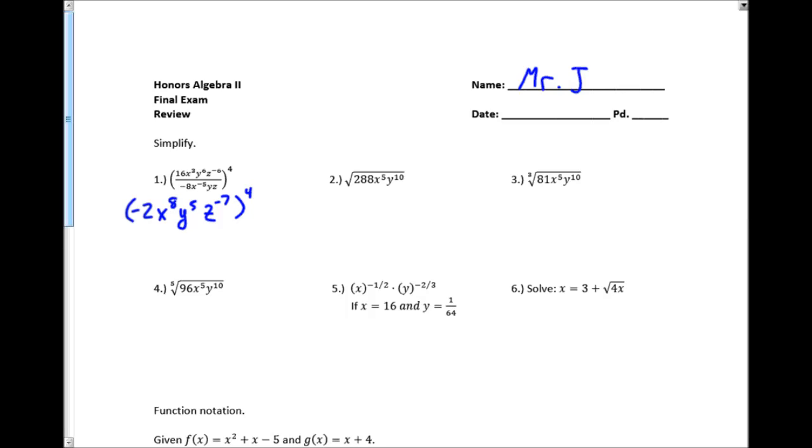And now I'm going to raise everything to the 4th power. Negative 2 to the 4th power is 16. I multiply the exponents. And then the last thing I do here is I take care of negative exponents. Remember, I send those to the denominator. So it's all over z to the 28th, and that's it.